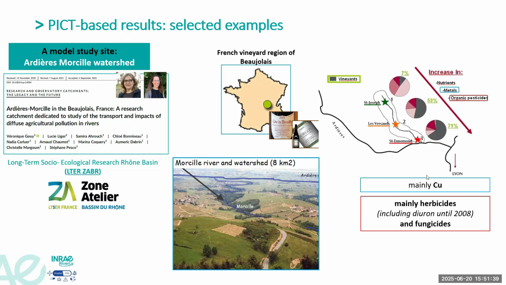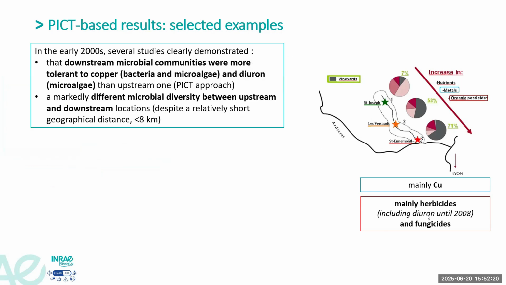So in this area, you have a small river, which is called the Morcille River. Here you are upstream, and here you are downstream. You can see in the pictures that there are a lot of vineyards, and in vineyards we are using pesticides and metals, especially copper. From upstream to downstream, we can observe an increase in copper concentration and an increase in pesticide concentration, including the herbicide Diuron, which was used in France until 2008.